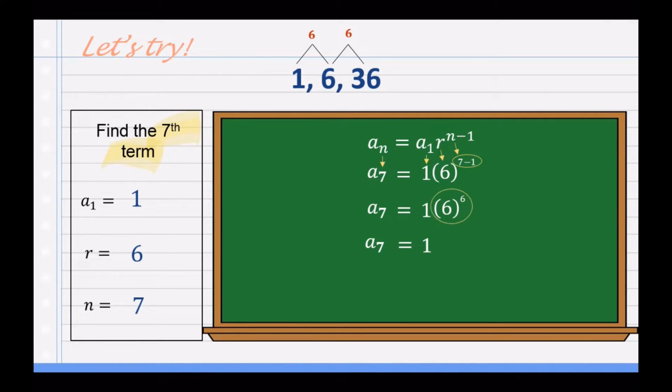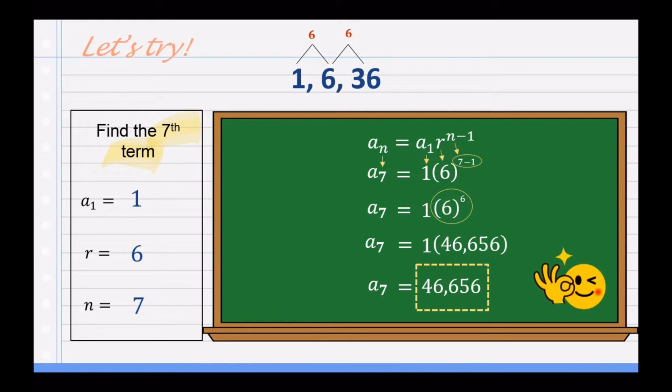Then this will now become 46,656. Then multiply 46,656 by 1. So we have a sub 7 is equal to 46,656. Therefore, the 7th term of the sequence 1, 6, and 36 is 46,656.